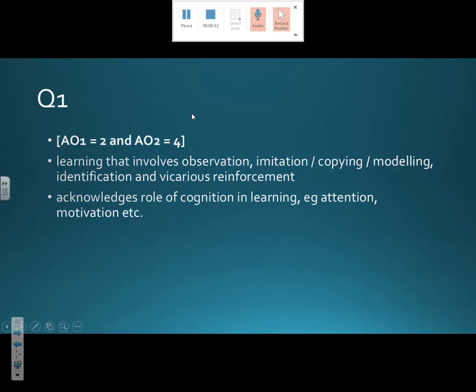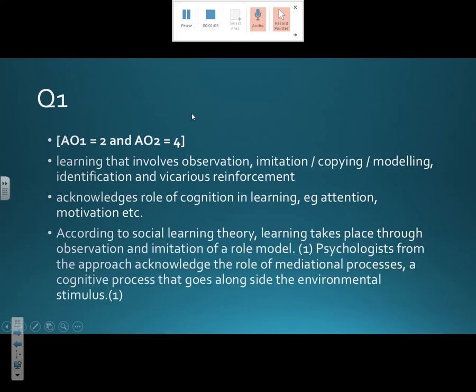So the role of mediation. To get the second mark, you must make reference to the role of mediational process, and if possible, attention, retention, reproduction and motivation as well. So, for example, according to social learning theory, learning takes place through observation and imitation of a role model, 1 mark. Psychologists from the approach acknowledge the role of mediational processes, a cognitive process that goes alongside the environmental stimulus.